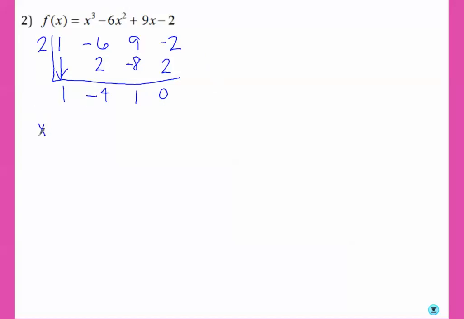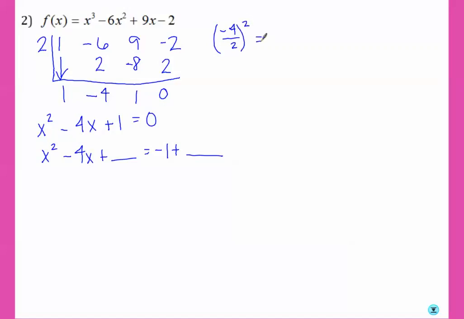So we have x squared minus 4x plus 1 equals 0. If we want to complete the square, that means we're going to have to move the 1 to the other side. Find our numbers in the blank. We're going to do b over 2 squared, which gives us 4. We're going to factor this side and simplify this side.